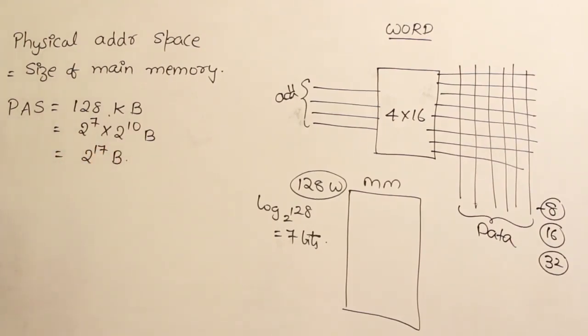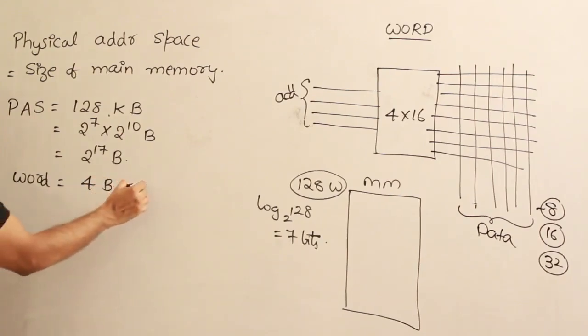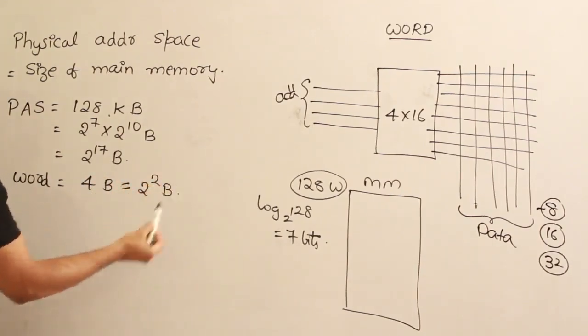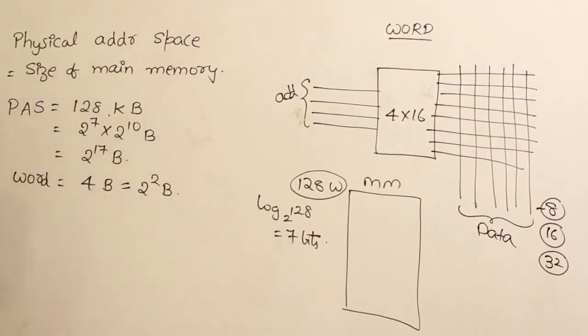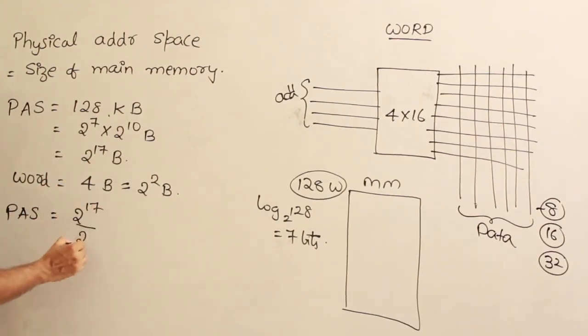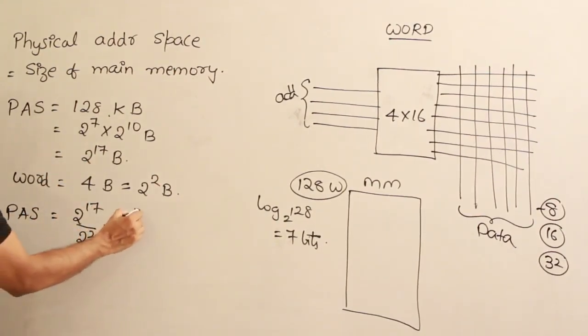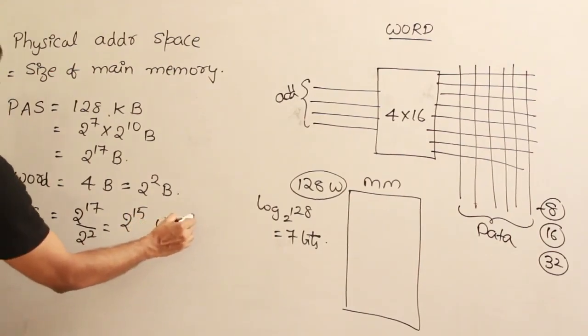And now they might say that word size is 4 bytes, right? Then how much is this? 2 power 2 bytes. Then if this is the case, what is the size of the physical address space in words? Physical address space in words is equal to 2 power 17 divided by 2 power 2, which is nothing but 2 power 15 words. Got it?